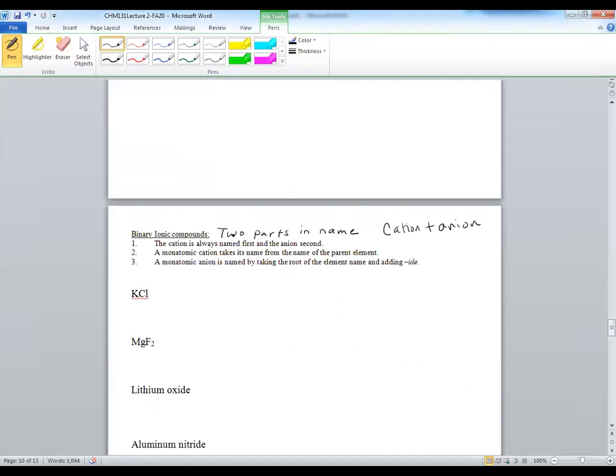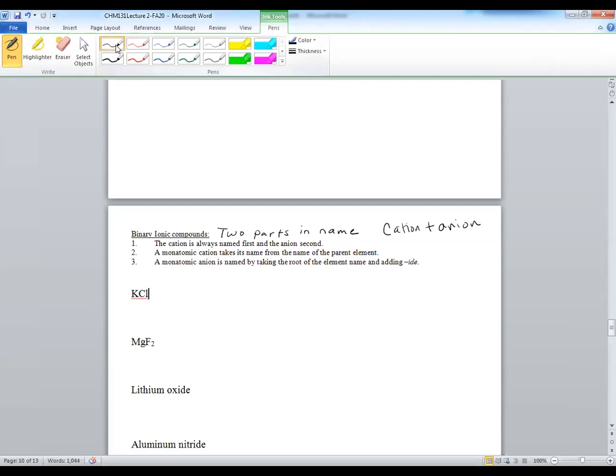The cation, as I said, is always named first and the anion is second. A monatomic means one atom ion. It takes the name from the parent element, so you don't change anything to its name. You just call it, for example, sodium. But the anion, if it's monatomic, you have to end with -ide. Now, all of this is taken care of on that sheet, so we're just going to do problems.